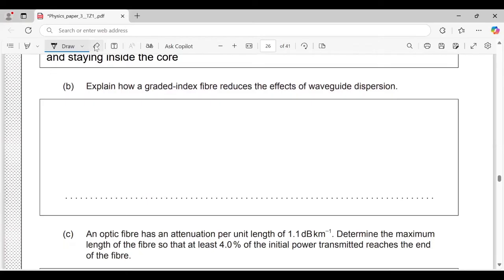Part B as well. I have provided my answer about this. Explain how a graded index fiber reduces the effects of waveguide dispersion. I have provided this.